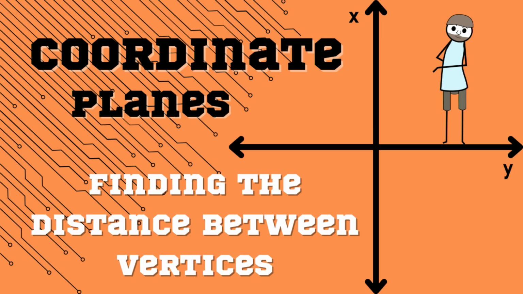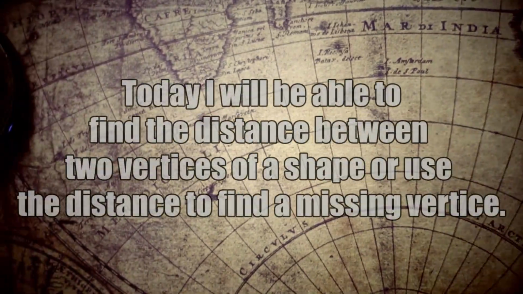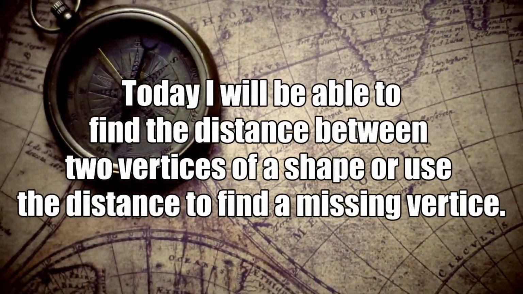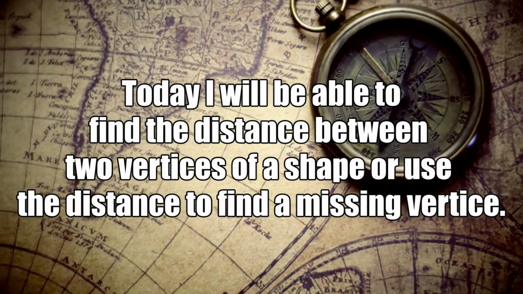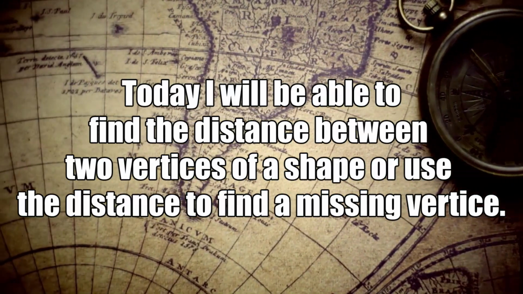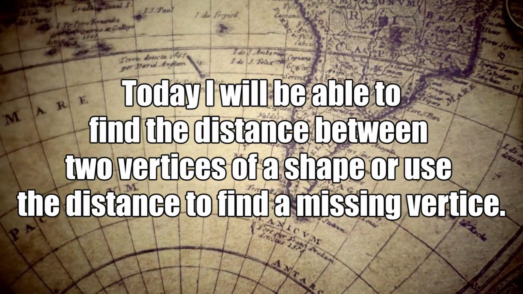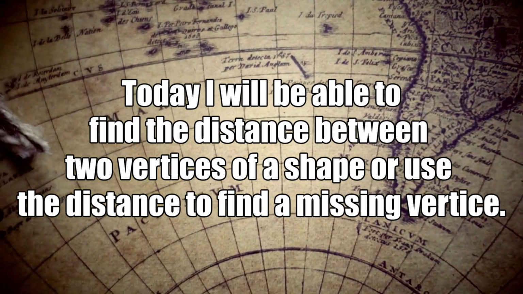Today we are talking about finding the distance between vertices. So this is going to build on what we did in our previous lesson, just finding the distance between ordered pairs. So let's check out our map to see what our objective is today. Our objective today: I will be able to find the distance between two vertices of a shape or use the distance to find a missing vertex. So there's really one skill that we're doing today, but we're going to apply it in two different ways.